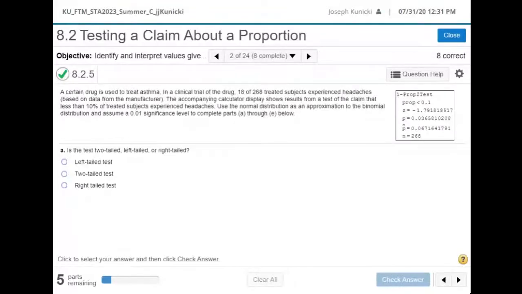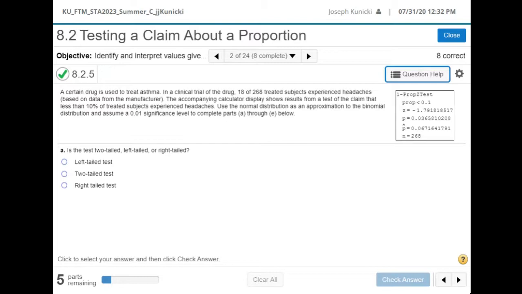Okay, so this will be 8.2.5. This is testing a claim about a proportion. So you notice, before I read the problem, off to the right there's a rectangle. It has all of the readout. They did all of the analysis. You just have to be able to read it correctly.